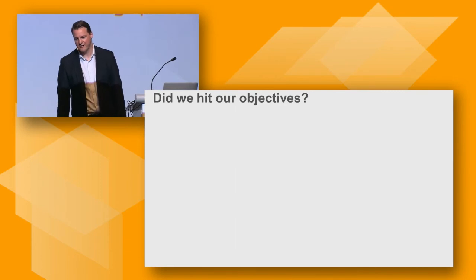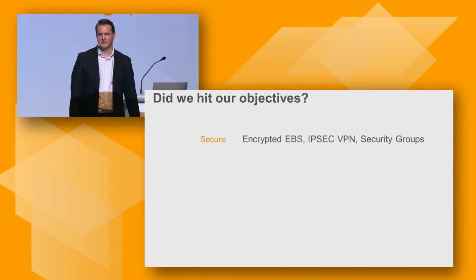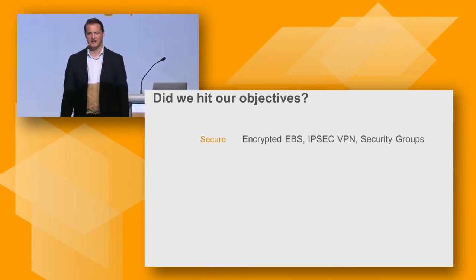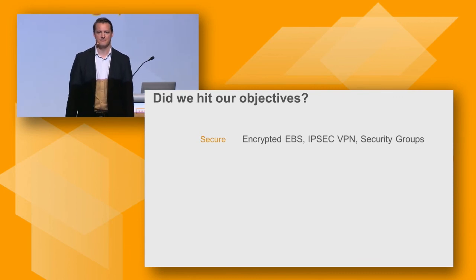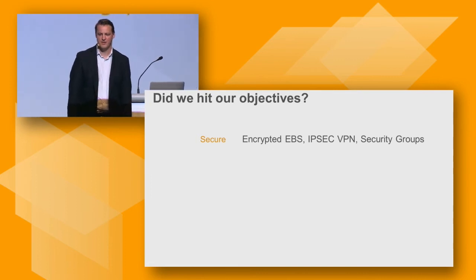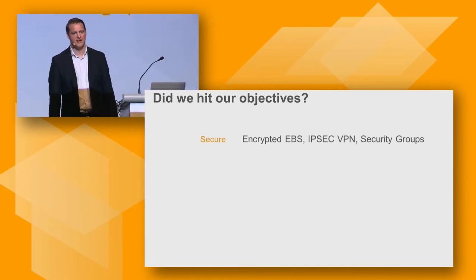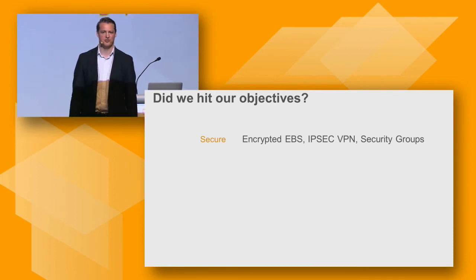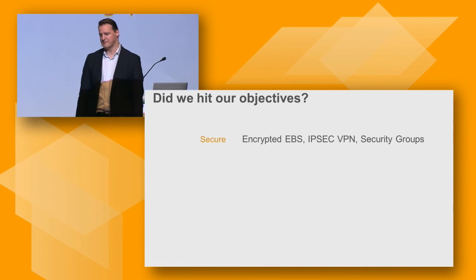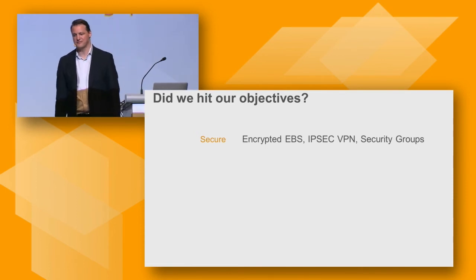So, did we hit our objectives? Encrypted EBS. All of the blocks that you put in Amazon, you can tick a box and make it encrypted with AES 256 encryption. Or you can run out one of the SafeNet Luna devices that the talk previously was talking about. And you can have hardware supplied AES 256 where you manage the keys on your premise if you don't want to put the keys inside Amazon. We have an IPsec VPN, it's encrypted. And we have security groups, which are stateful firewalls to put around our instances.